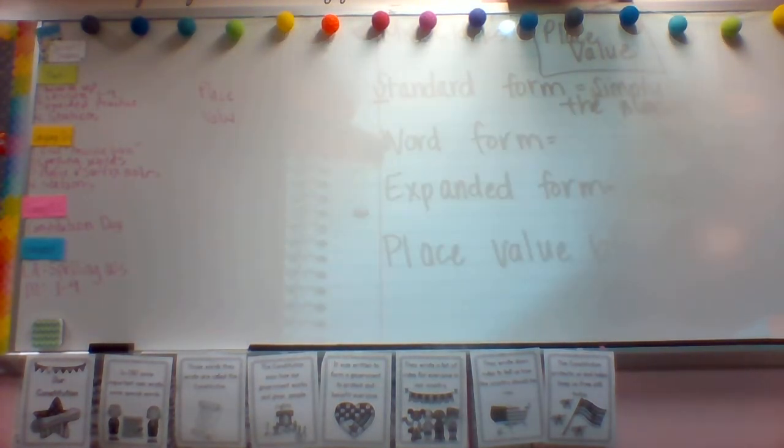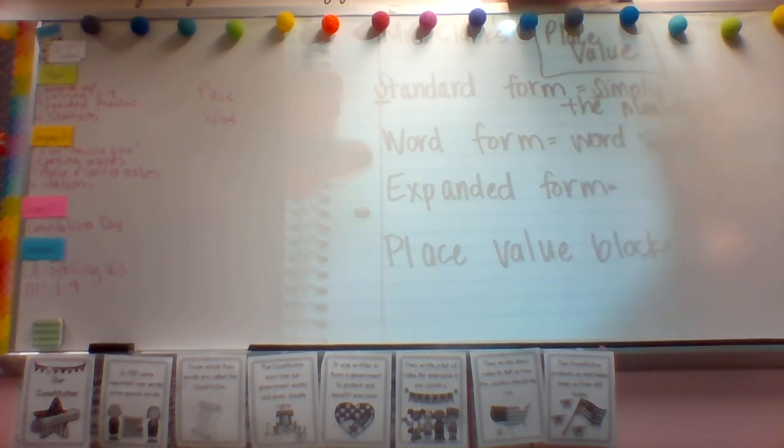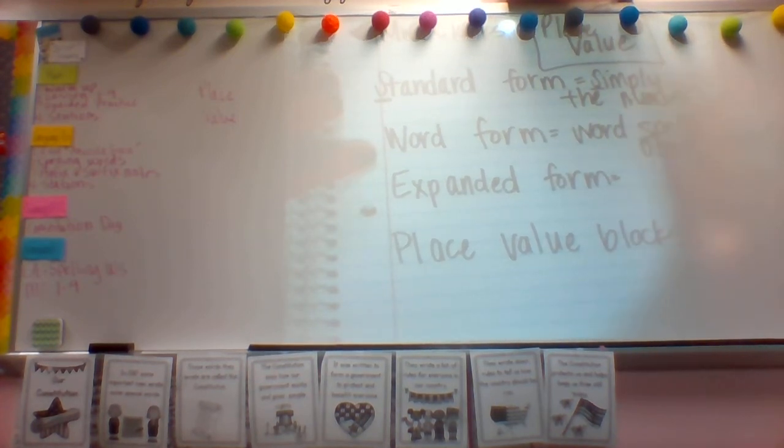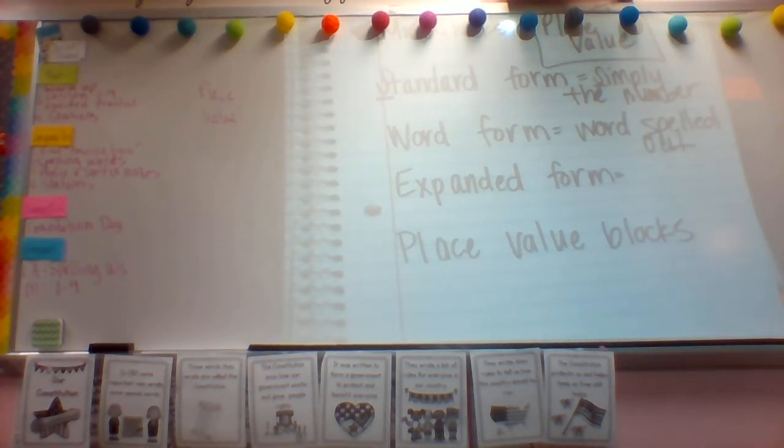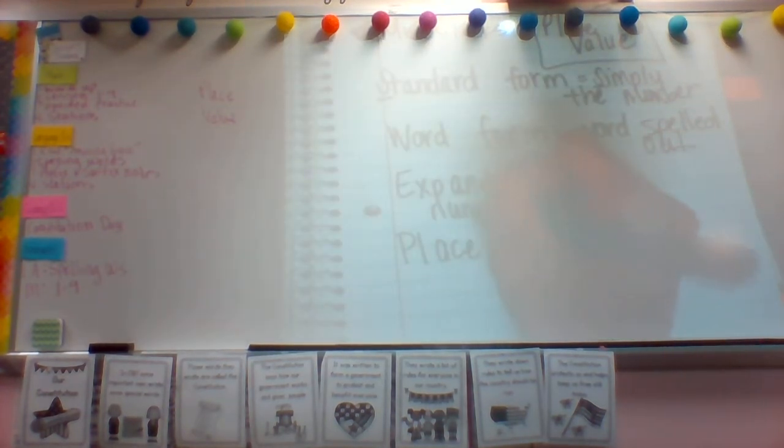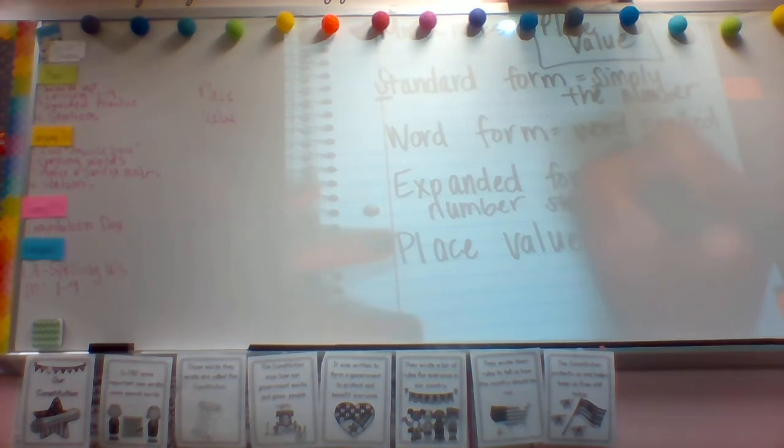The next word that we use a lot in this unit is word form. That is the actual words spelled out to represent a number. The next word that we use is expanded form, and I tell the kids expanded form is as if you have a piece of Laffy Taffy and you unwrap it and you take it and you stretch it apart. That's what we do in expanded form. So it's the number stretched out in an addition problem.